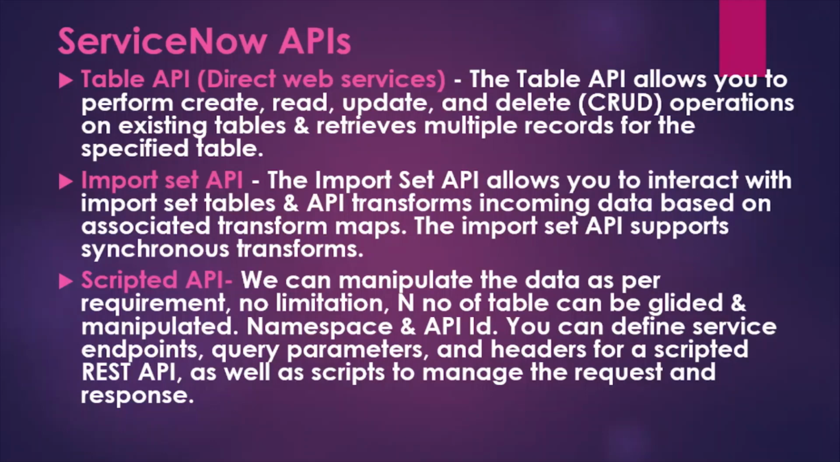Okay, import set API. The import set API allows you to interact with the import set table, and the API transforms incoming data based on the associated transform map. The import set API supports synchronous transform. Basically, we create a staging table, and using a transform map from the staging table to the target table, we transform the data.